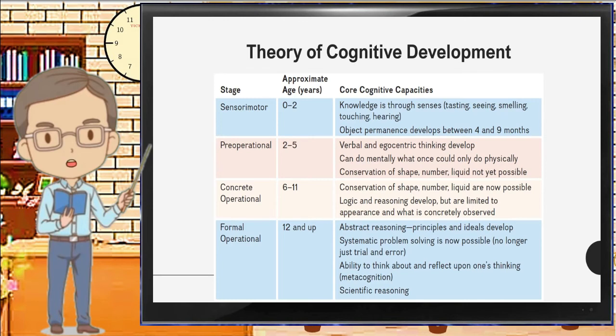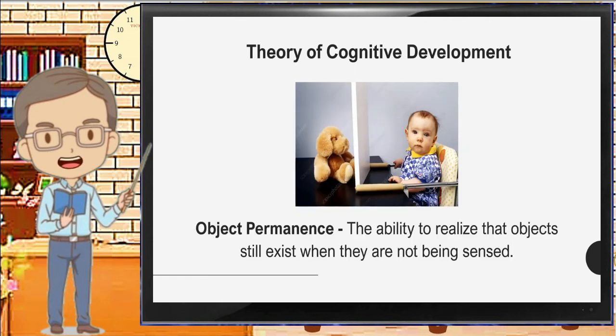Okay, so in sensory motor stage, one of the most important things that we can achieve is what we call object permanence, and this is developed around 4 to 9 months. Okay, so let me show you an example of object permanence. So when we say object permanence, that is the ability to realize that objects exist when they are not being sensed. Okay, and a younger child, someone who is not yet 4 months old, will not have object permanence yet, and they would think that if you hide something from them, it is now non-existent or it doesn't exist anymore.